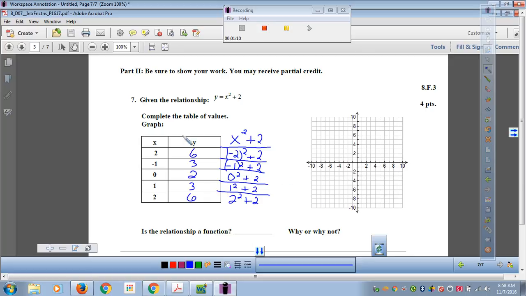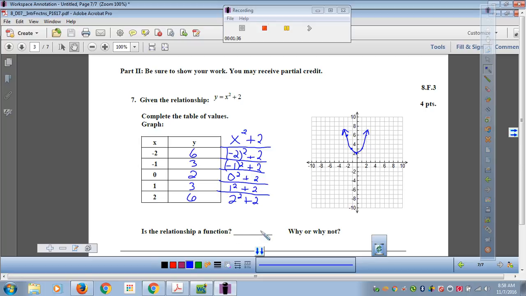Alright, so we have our points. Negative 2, 6. Negative 1, 3. 0, 2. 1, 3. And 2, 6. Now, if you connect these dots, this is not a V shape, this is a U shape or a parabola.